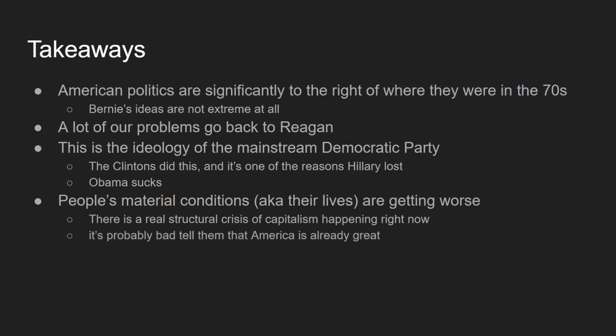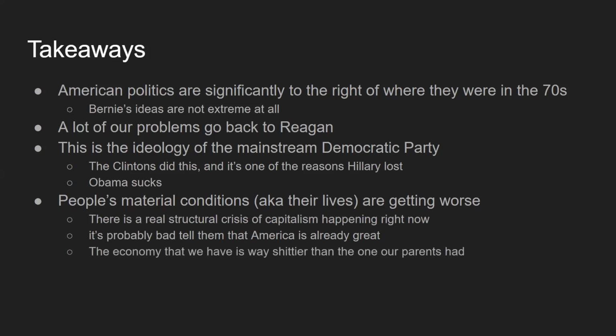And also, it's probably a bad idea to tell people that America is already great, right? This is a huge problem, right? And I think that any kind of Democratic messaging or left-wing messaging that tries to minimize the real pain and suffering that's going on out there in the world for regular working class people is a bad idea, doomed to fail.